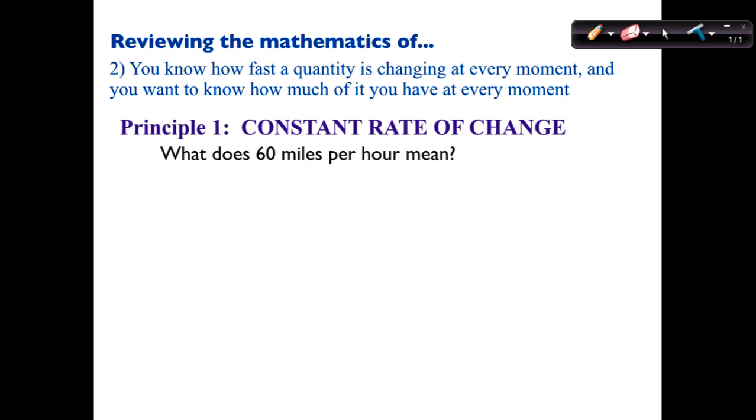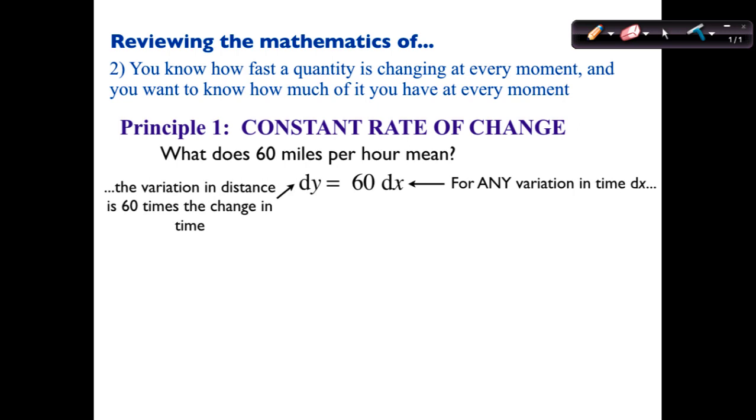And so how do we get that, given a change in time? For any variation in time, we can get the variation in distance by multiplying that change in time by 60, right? 60 times a half an hour gives you 30 miles. 60 times 2 hours gives you 120 miles. So yes, you do go 60 miles every hour, but you know a lot more than that. You know what variation in distance you have in any amount of time. And so this dy equals 60 dx, that equation frames the meaning of that constant rate.